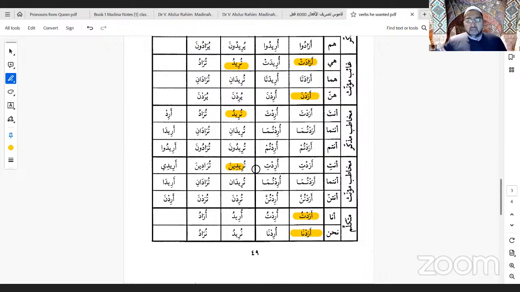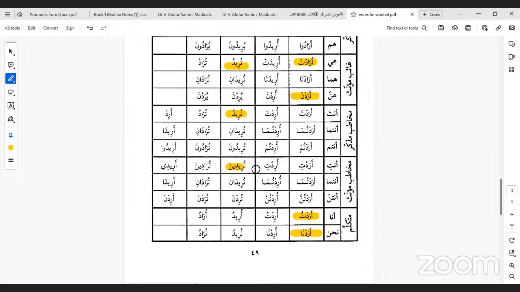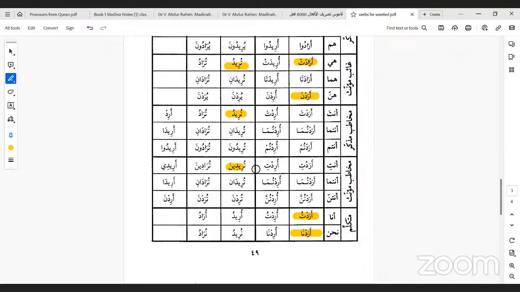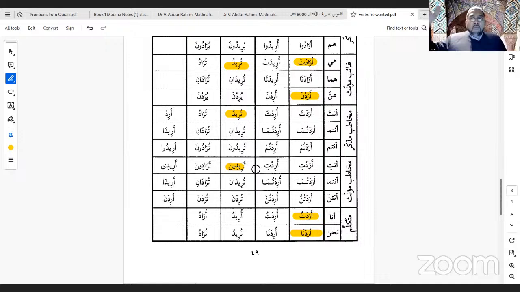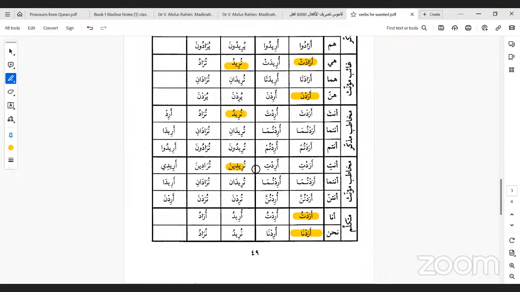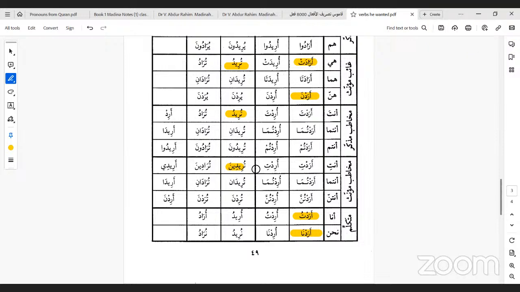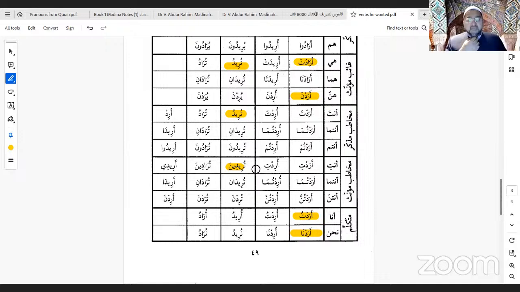I'll give you an example. Dakhala yadkhulu means he entered. That means he did it voluntarily himself. But when you say adkhala yudkhilu, Allahumma adkhil ala ahli al-qubur, oh Allah, cause. When you want to give the meaning of causing and someone initiating something, then you use bab if'al. Adkhala yudkhilu, idkhal, adkhil. So is it a very strong meaning? Establishing, yeah, that's right.